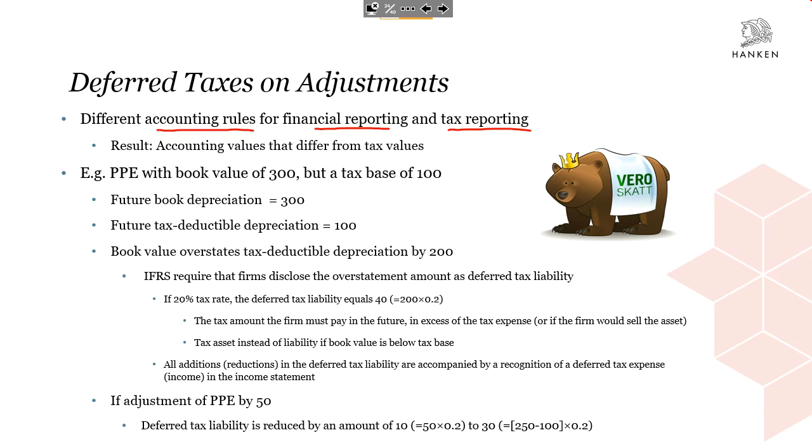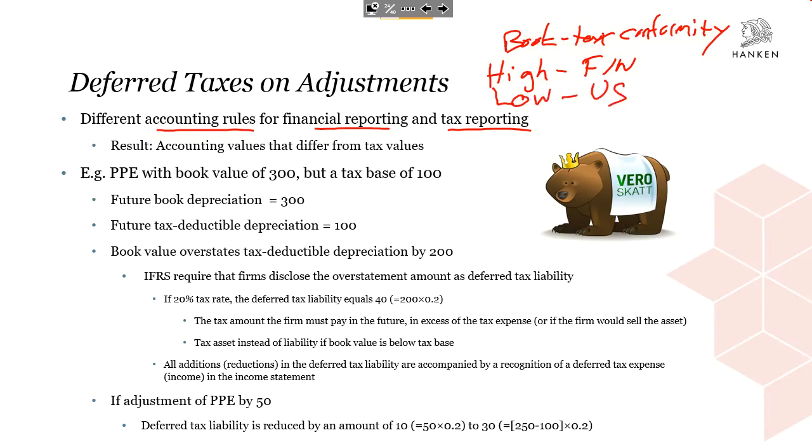So we have book-tax conformity that is not extremely conformed. In Finland, we usually say that we have quite high book-tax conformity, meaning that we have quite similar rules. In a country like the US, there is definitely low book-tax conformity. You have a different set of tax books and a different set of financial reporting books.